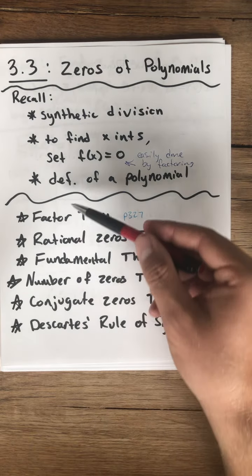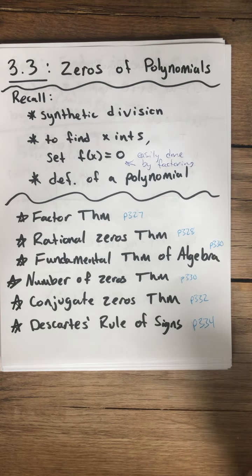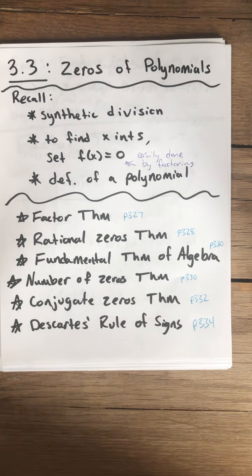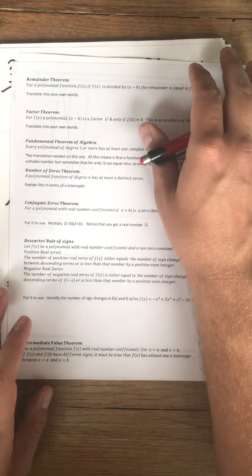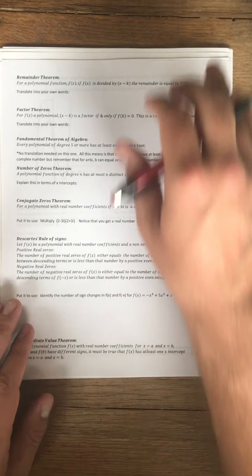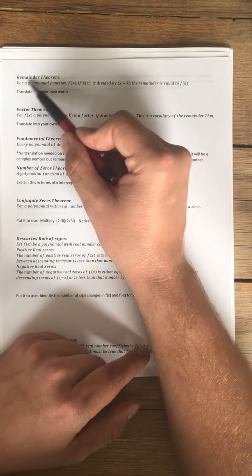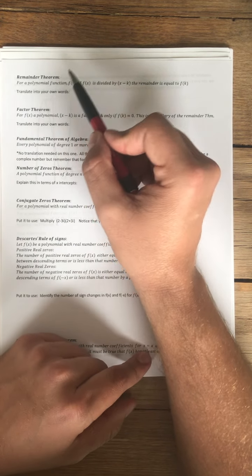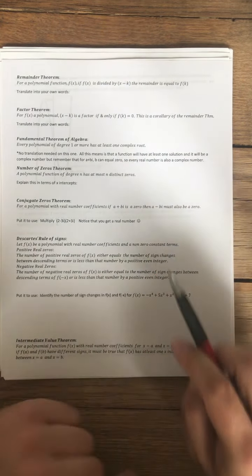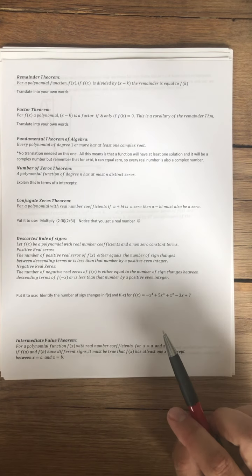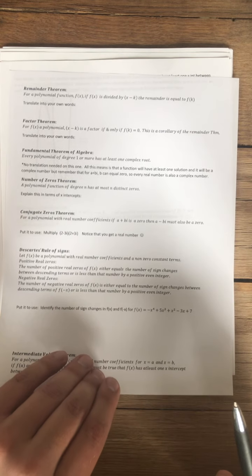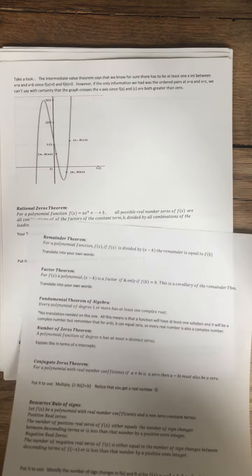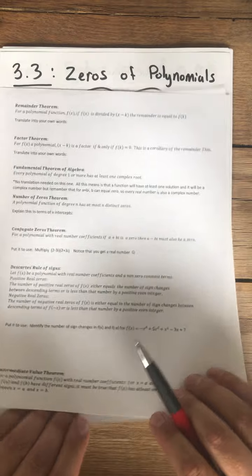So here's a list of the theorems that we cover in 3.3, and if you're looking at these notes, the first page is some synthetic division stuff, and then it goes into a lot of these that we're going to talk about in 3.3. The one up here in the synthetic division section is the remainder theorem. So check that out from the synthetic division section. It's a pretty straightforward theorem, but the factor theorem ties into that, so we're going to talk about both of those kind of at the same time.